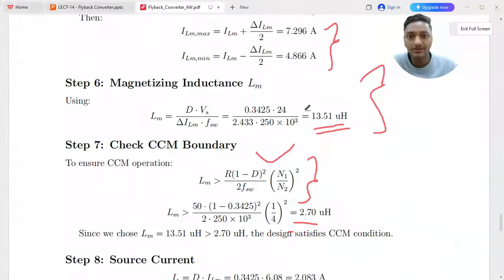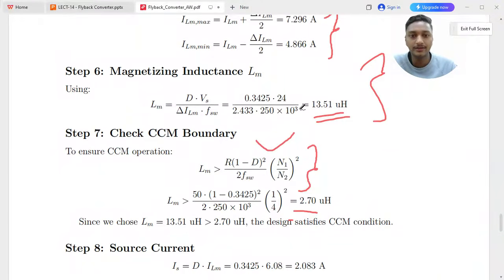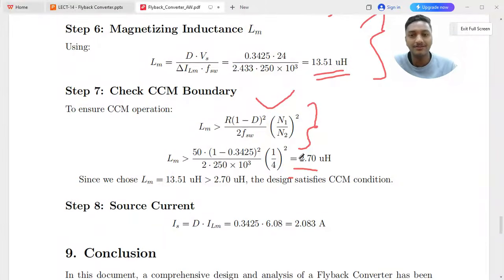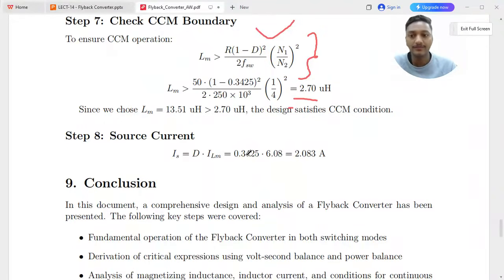Here we have justified that whatever value of LM I have selected is in CCM mode only, because we checked the minimum value requirement. Now, what is the source current? I have already told you that D times ILM is my source current. This is the source current that is going to flow, 2.008 ampere. So we have all the data available with us.